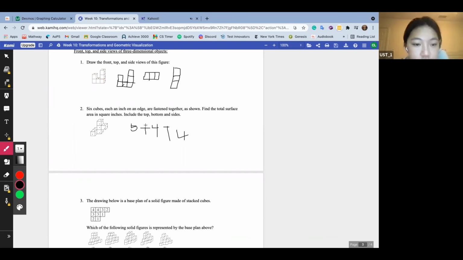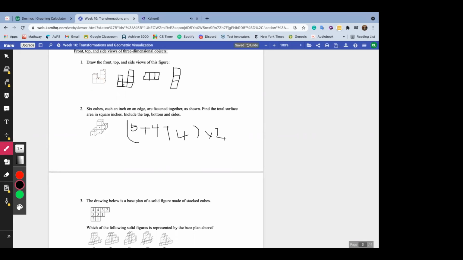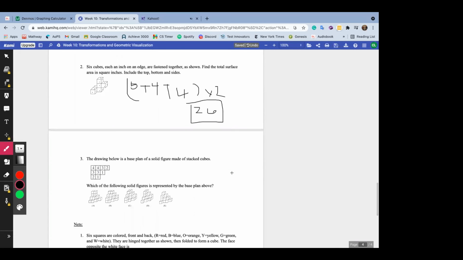Since I would have to multiply this by 2 because the back, side, and the top, the side and the bottom are the same. So then that will be 13 times 2, which is 26. The two opposite sides of this figure will always have the same number of block faces.